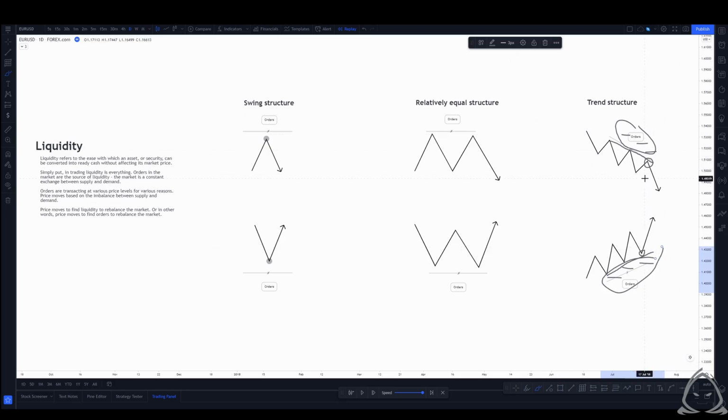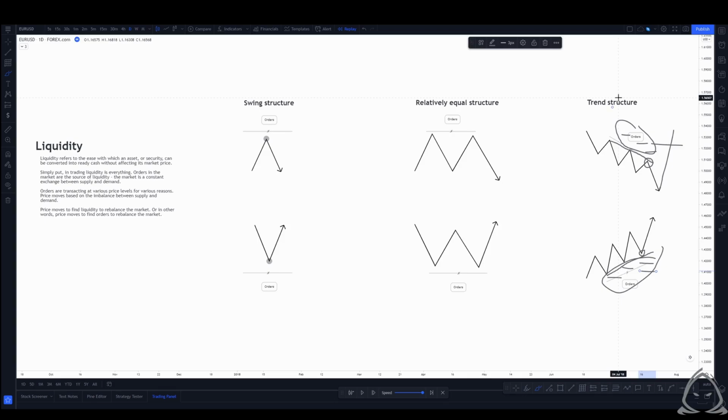Orders. A lot of people are also looking to trade breakouts. So again, all of these go back to the exact same thing. What is happening? What is being created? Big pockets of money, big pockets of orders. That's all that's sitting above these swing highs, these relatively equal structures, these trend structures. Why? Because price needs liquidity to move.